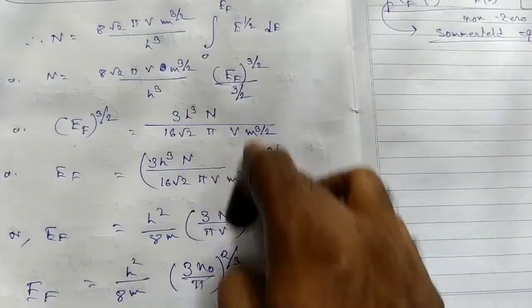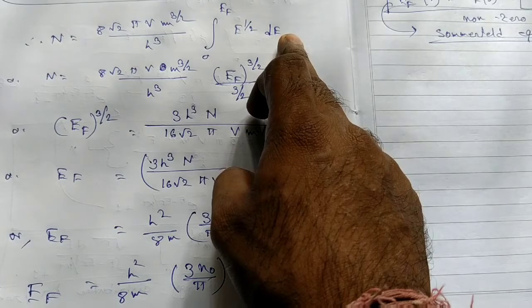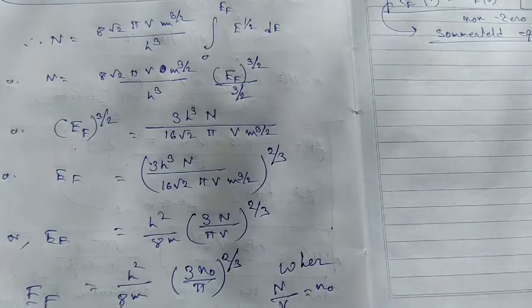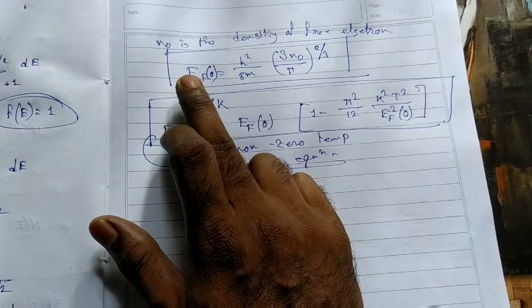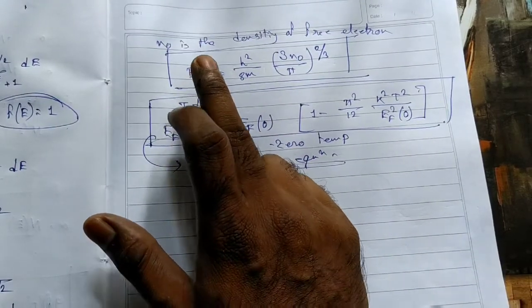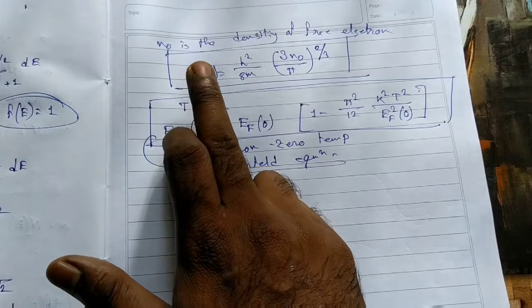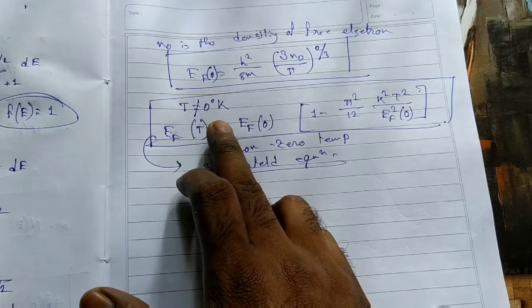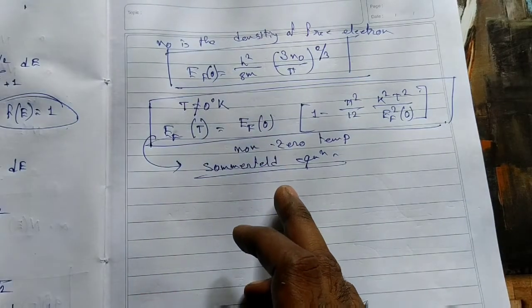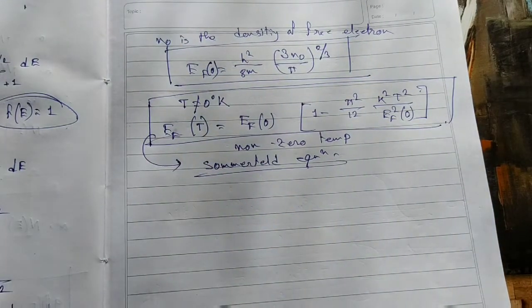So then we just integrate this function and simplify this equation, and we get this one. From this one, this is the Fermi energy of the system at 0 degree Kelvin. When the energy of the particle is greater than the Fermi energy, we know that no electron occupies any quantum state. That means the whole number of electrons is now freely available.